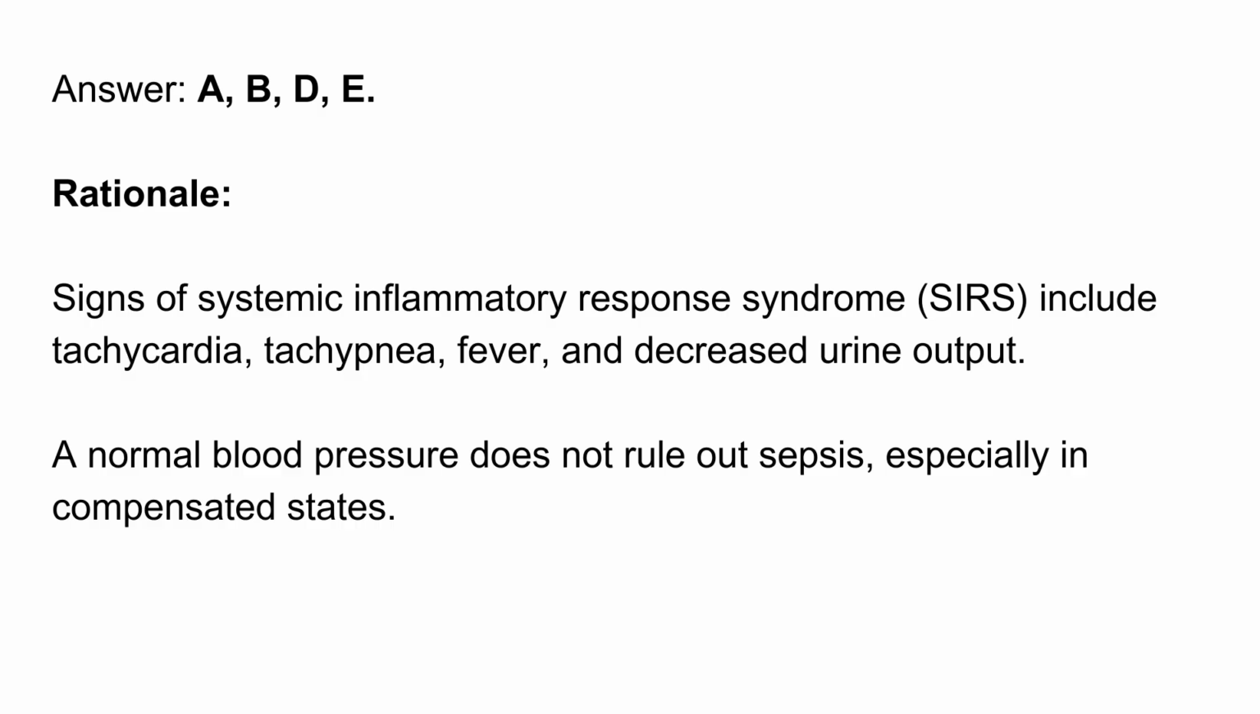Answer A, B, D, E. Rationale: Signs of systemic inflammatory response syndrome, SIRS, include tachycardia, tachypnea, fever, and decreased urine output. A normal blood pressure does not rule out sepsis, especially in compensated states.